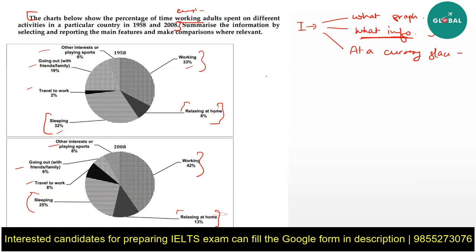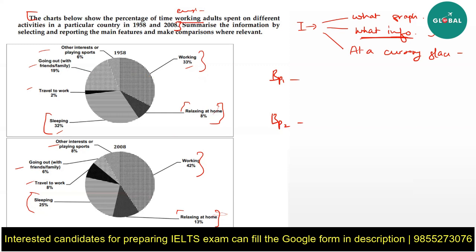Okay, so after writing this, you will move on to your body paragraphs. Now, we have to include our information in two body paragraphs. So you have to start by making sure that you can actually divide your information into two different parts. There are a number of ways you can describe your information. You can go about comparing different activities together. So you can say that working in 1958 took 33% of an individual's time, while after 50 years, it actually increased to 42%. That is one way you can go about it. Compare every activity separately.